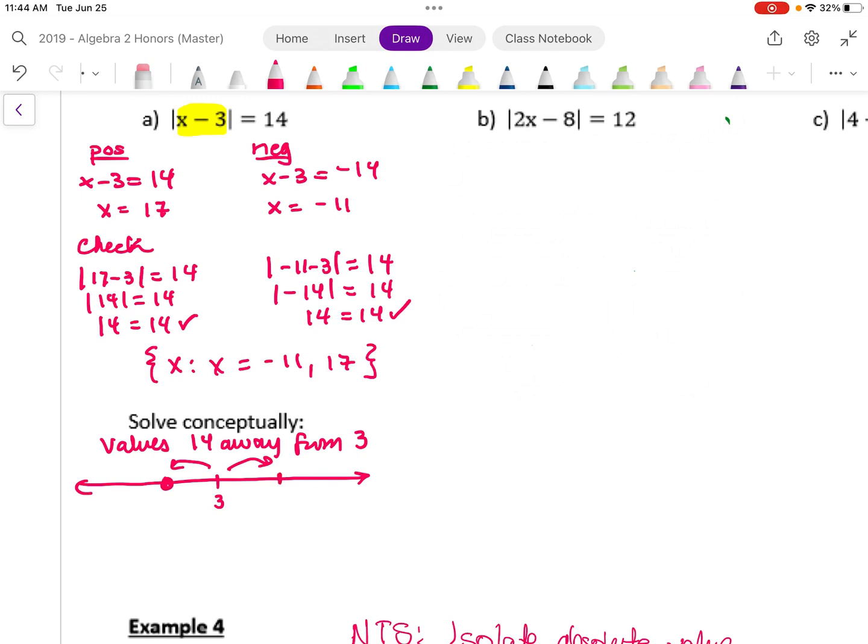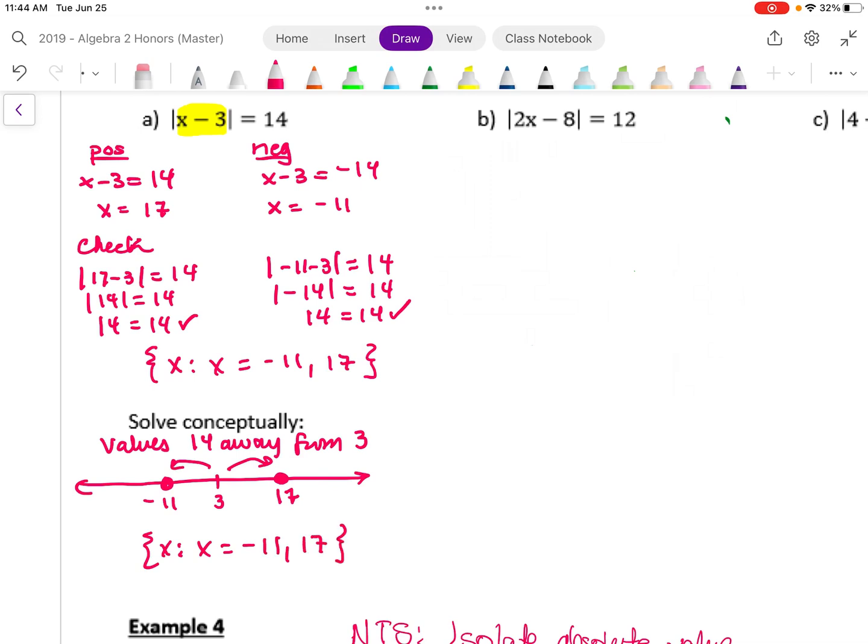So 14 away on the left, 3 minus 14 is negative 11. And on the right, 3 plus 14 is 17. Look, you get the same answer. Oh, look, x such that x is equal to negative 11 and 17.